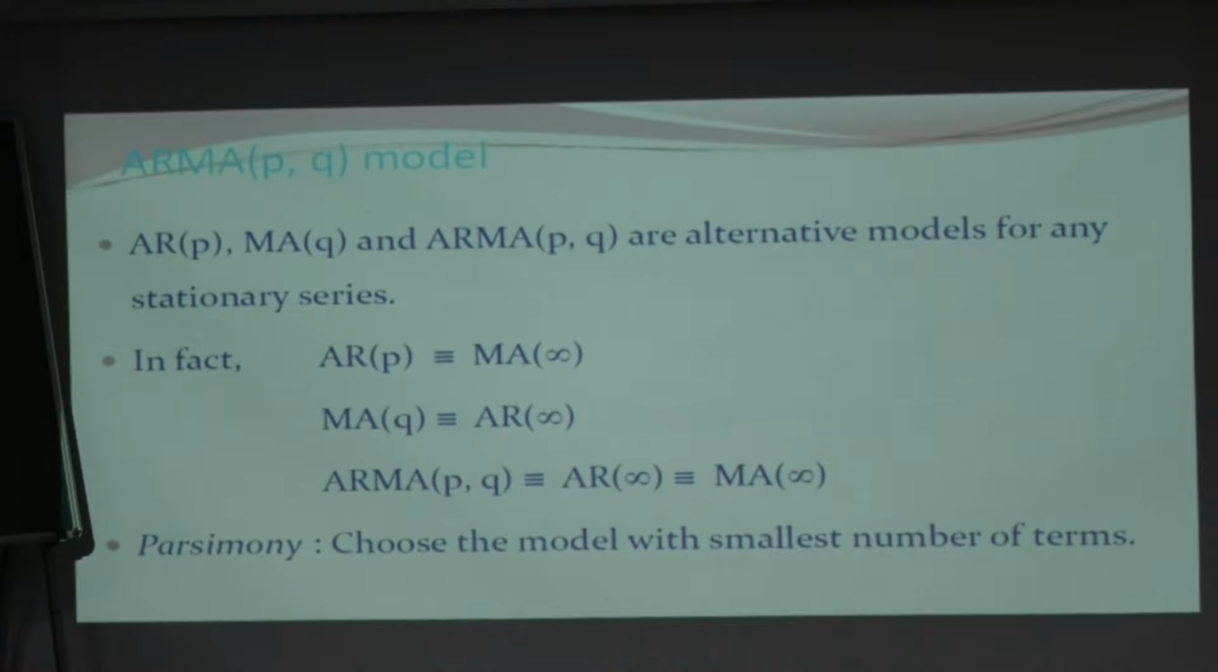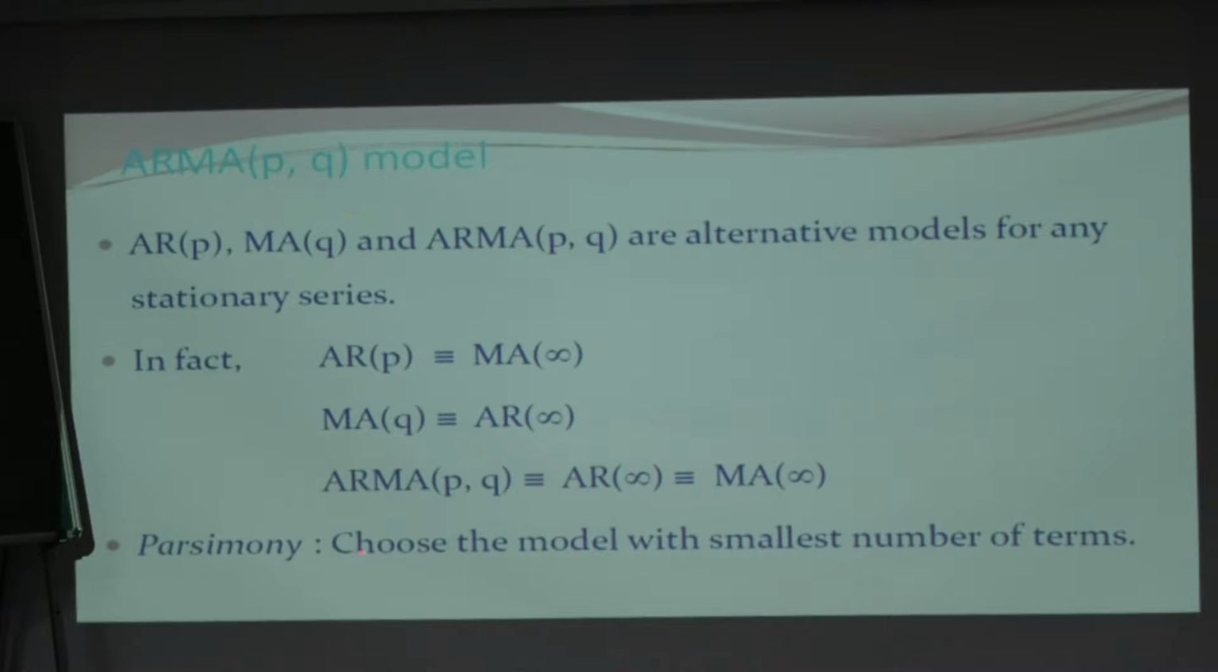Why bother with so many models? If I can write the AR in terms of MA and MA in terms of AR, why should I define both? Problem is, you see, I can write an ARP as MA infinity. How many parameters does the ARP have? P coefficients. How many parameters does an MA infinity have? Infinite. Okay, so obviously if I do a model, I can't really use this, right?